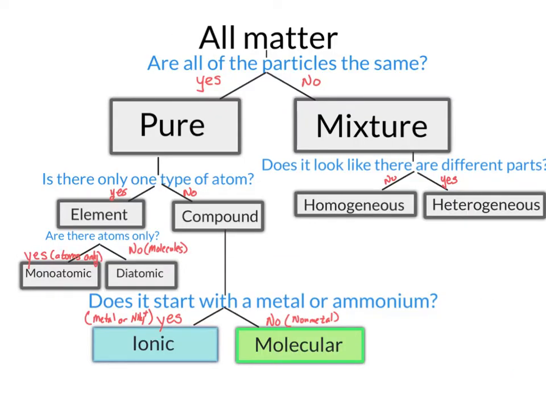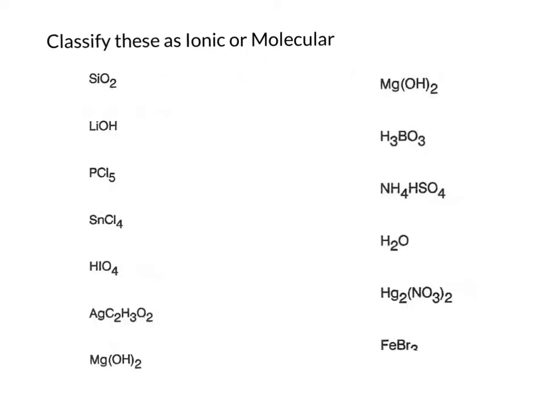And so now we can add into our chart, we have a pure compound, we know it's ionic or molecular because we asked the question, does it start with a metal or ammonium? If it does start with a metal or ammonium, then it must be an ionic substance. If it does not start with a metal or ammonium, then it is a molecular compound.